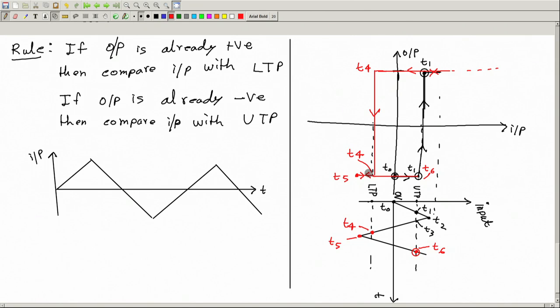Then you decrease the input, no problem, output will not change. You decrease, decrease, decrease, no problem. Then you increase, increase, increase, come here, output will remain negative. You increase further, yet output will remain negative. You come here, up to this, no problem, no change. At this moment, it will go positive again.